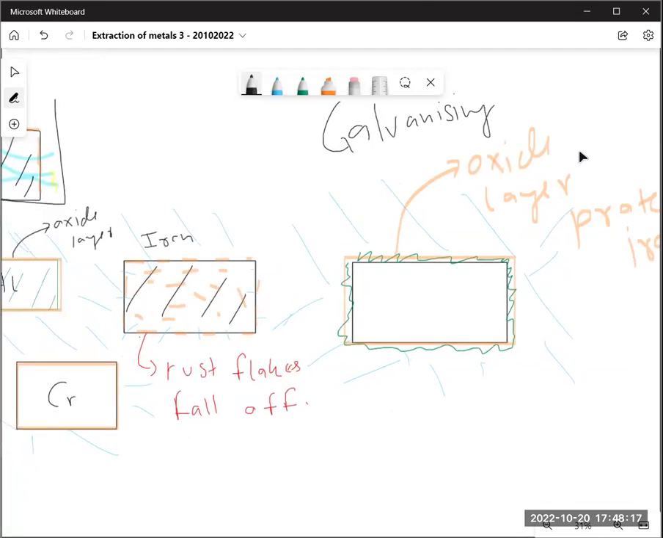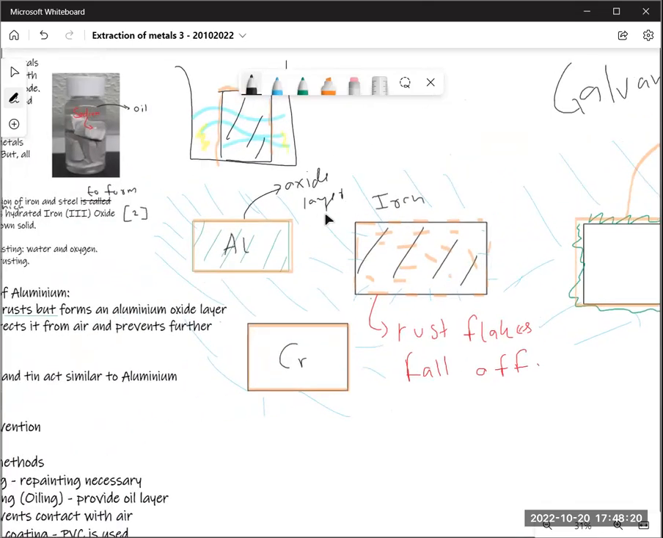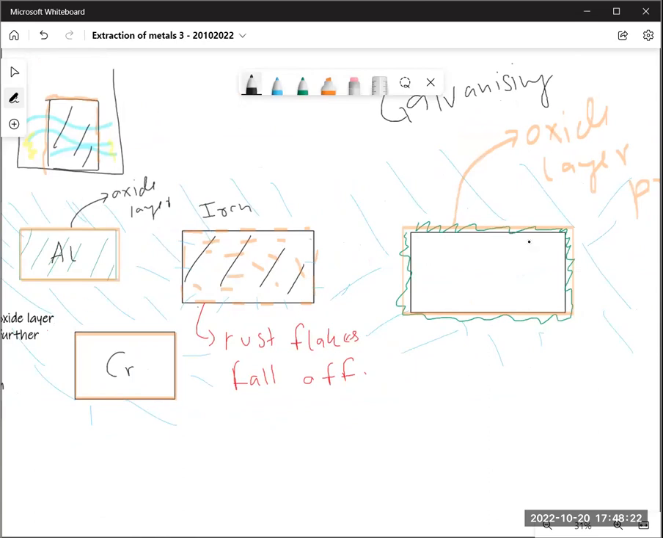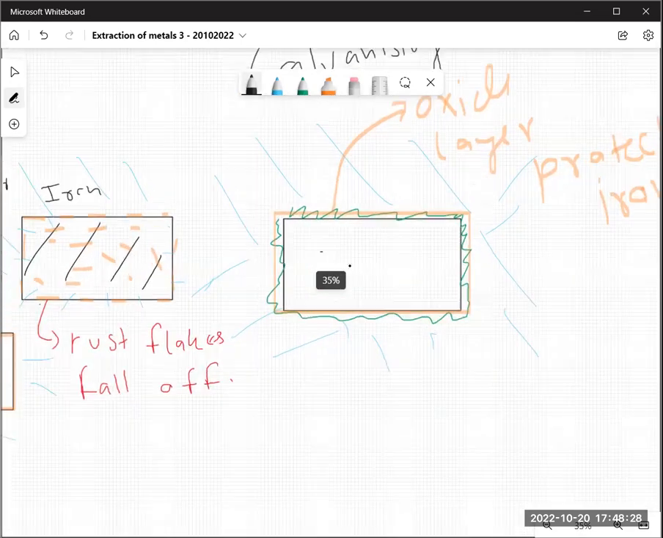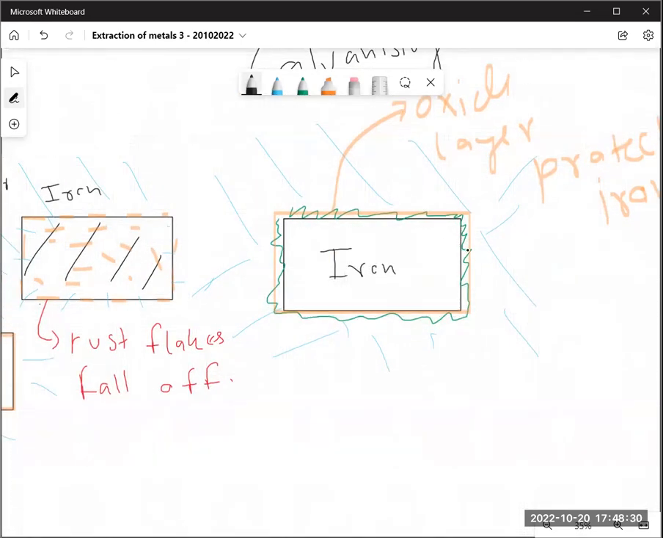Yes. So since aluminium forms an oxide layer, we put aluminium on iron and it does not rust. That is how it works. Iron is inside, but aluminium is on top. Since aluminium cannot rust, iron will also not rust. But the thing is, aluminium is expensive.